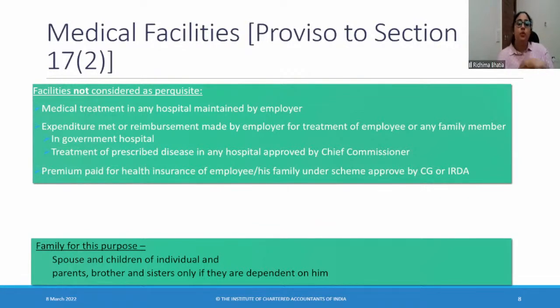Secondly, you are getting reimbursement or the hospital ka bill is taken care by employer when you are getting treated in any government hospital, or if the treatment is for any prescribed disease as approved by chief commissioner, as approved by principal chief commissioner or chief commissioner of income tax. Third, any premium paid for the health insurance of the employee or his family approved by the central government or IRDA, that would also be a benefit provided, but it would not be taxable. Three things.